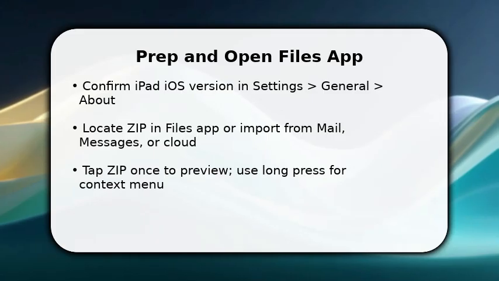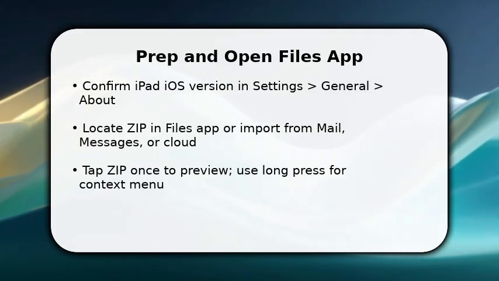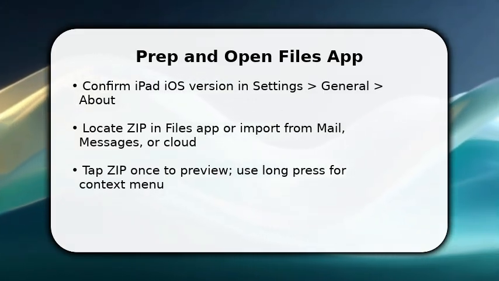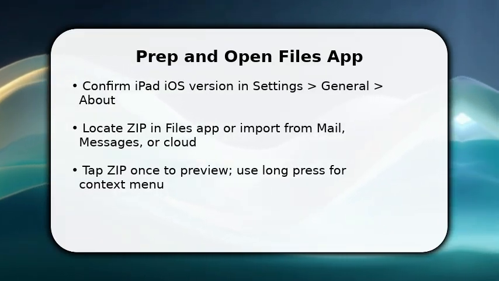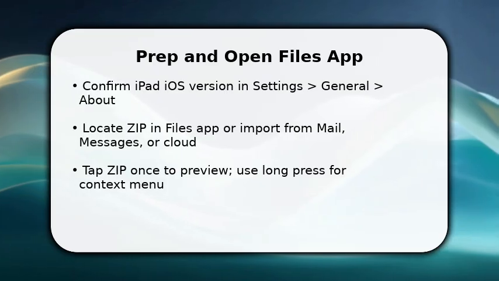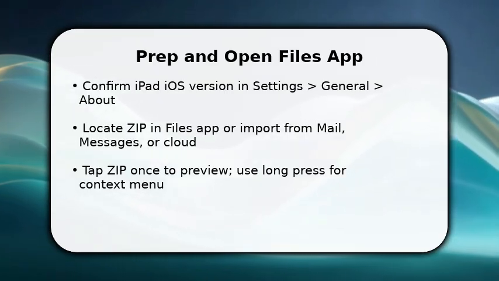You start by opening the Files app where your ZIP lives. Tap the ZIP file once to preview it. If it only shows info, long press the file to reveal the menu. Choose Uncompress or Quick Look, then the Extract option.